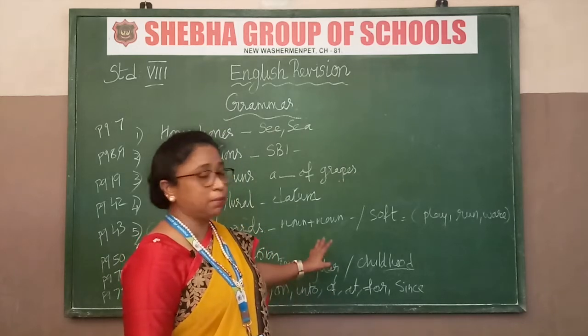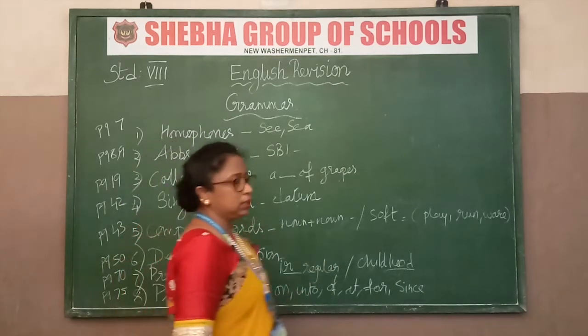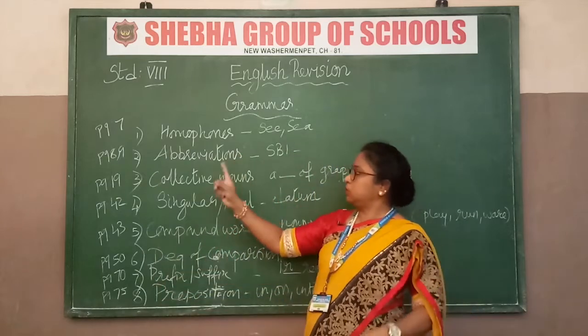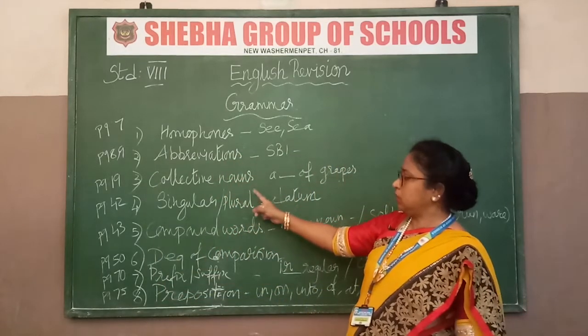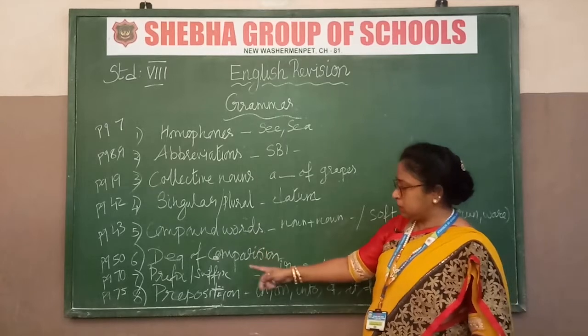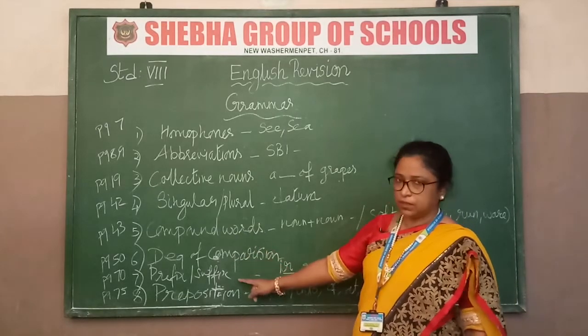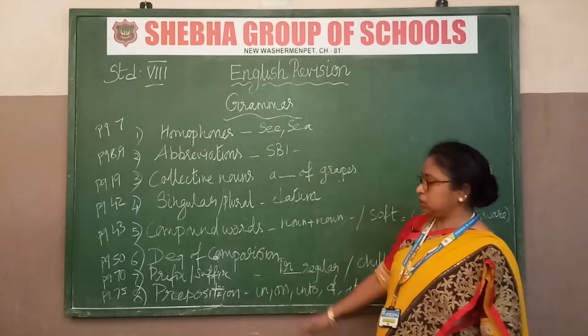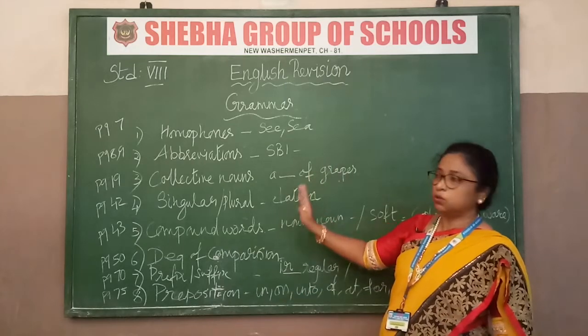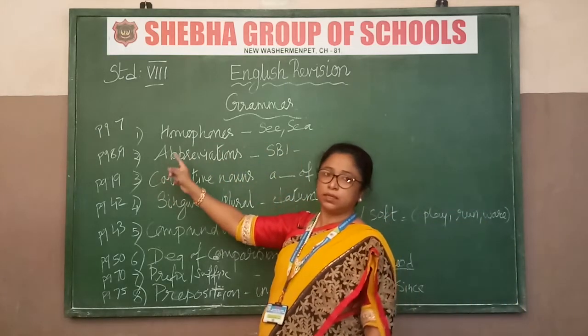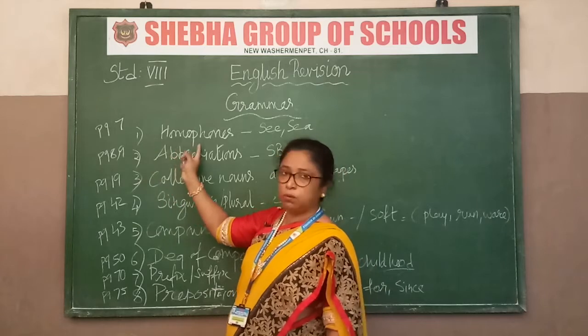Now I will take a little grammar, what is going to come for your test. These are the topics for grammar. Just note it down. Homophones, abbreviation, collective nouns, singular plural, compound words, degree of comparison, prefix, suffix, preposition. So these 8 topics are given to you. See the page numbers are given to you on the side.